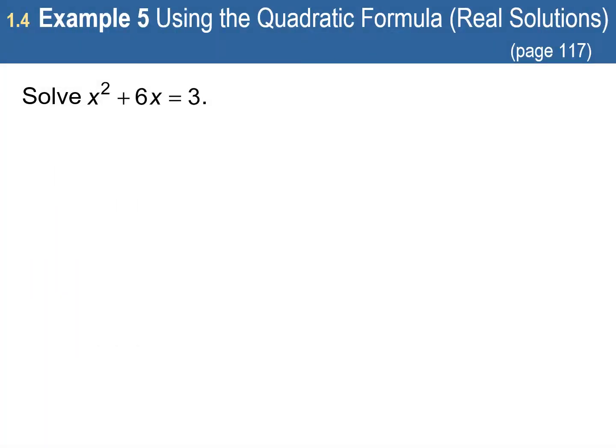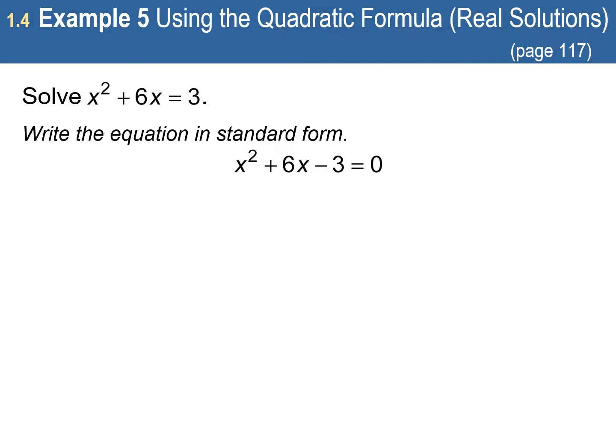So suppose I wanted to solve x squared plus 6x equals 3. The first thing I need to do is write it in standard form. So I add negative 3 to both sides to get x squared plus 6x minus 3 is equal to 0. In this case, a is 1, b is 6, and c is negative 3. If you're practicing this, you may want to actually write those out to start with.